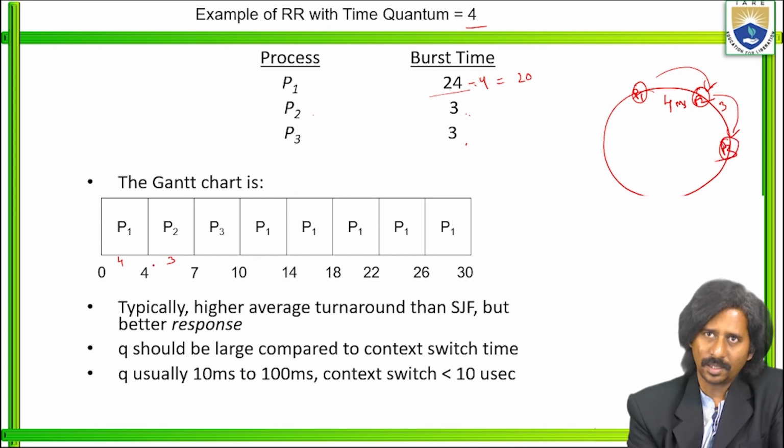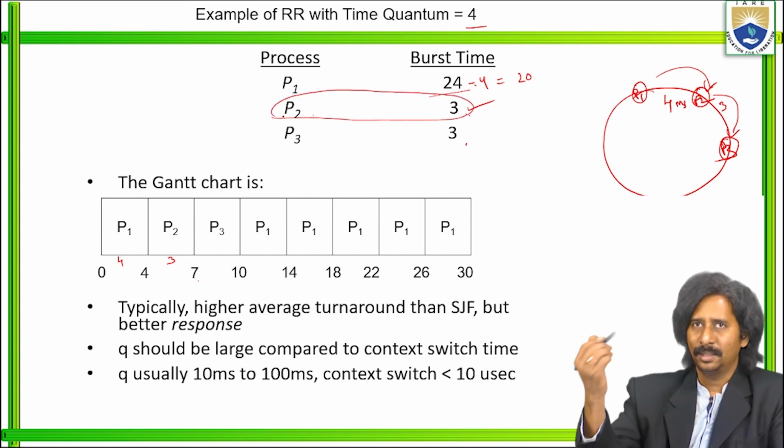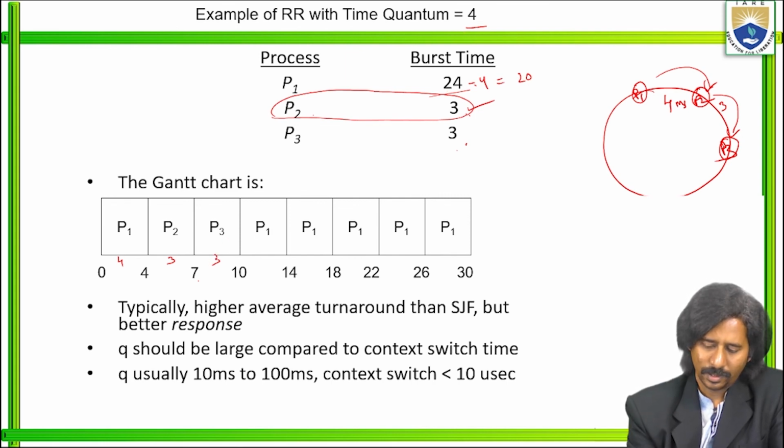So 0 plus 4 plus 3 is 7. P2 is executed successfully, so there is no need to discuss P2 further. Then the processor chooses the process P3. Its burst time is 3. We compare that this burst time is less than or equal to the time quantum: 3 is less than or equal to 4. So P3 is also executed. 7 plus 3 is 10.